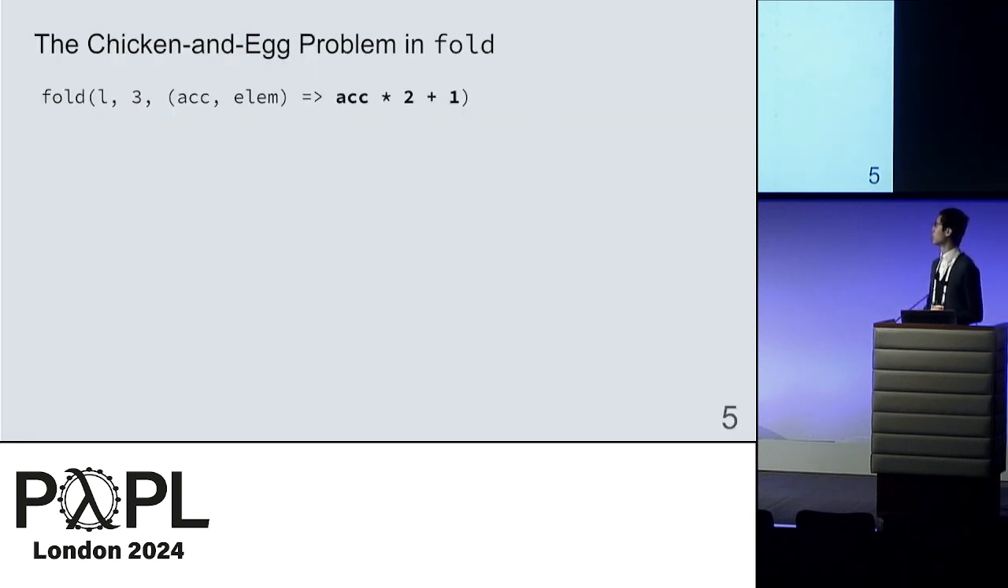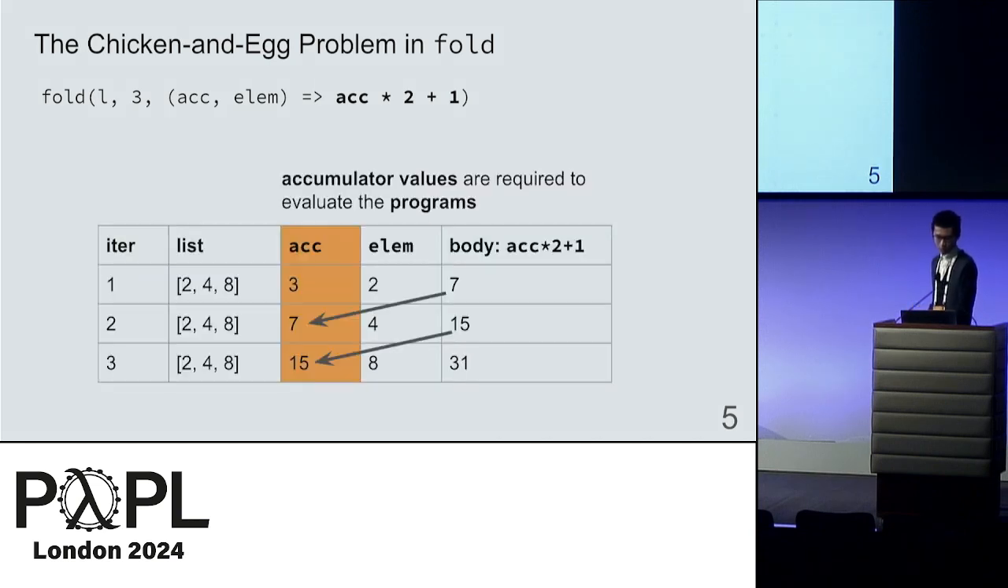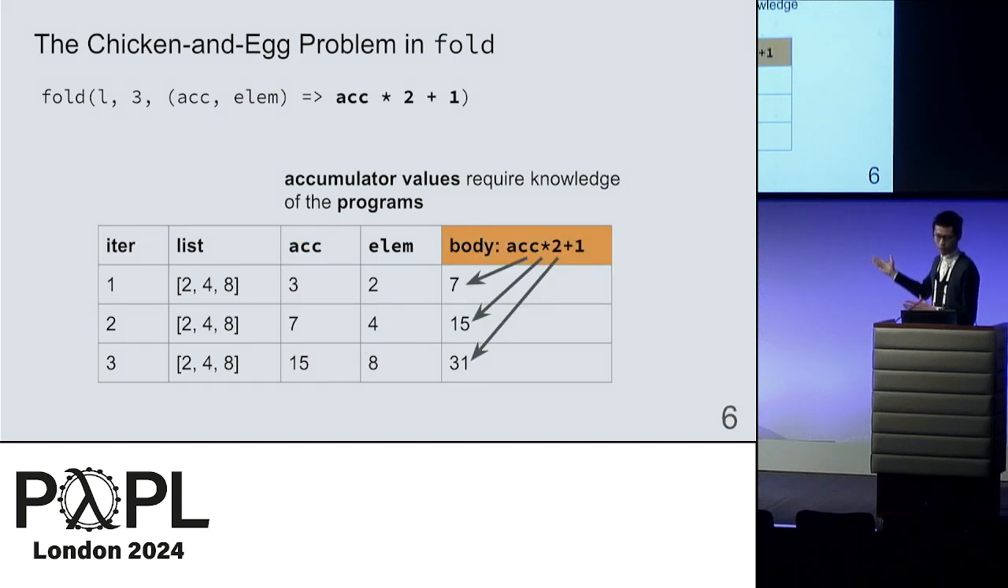To see this in an example, let's see a fold program and execute it. We need to execute the first iteration to know that the accumulator value will be 7, and we will then be able to plug 7 into the second iteration to evaluate it. On the other hand, we need to know the program has a body of ac times 2 plus 1 before we can obtain those accumulator values for each iteration.